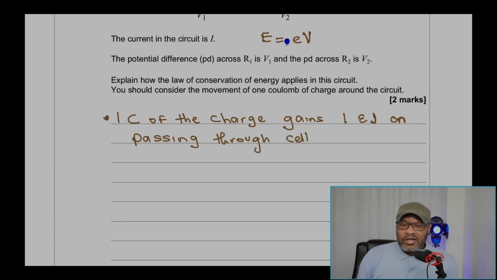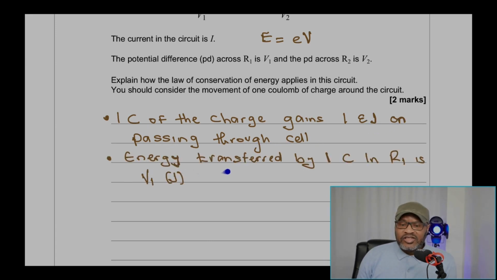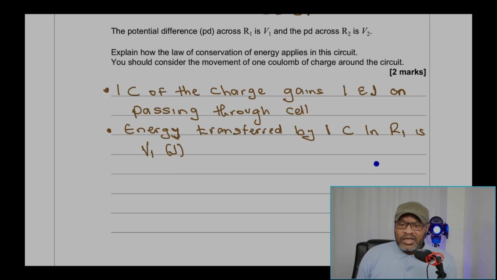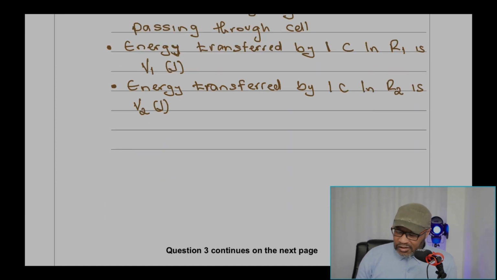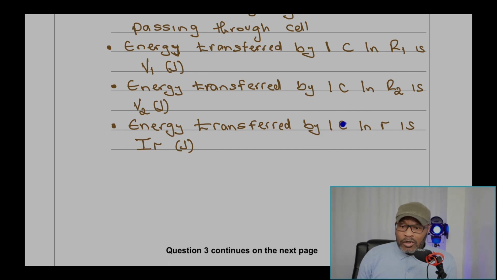The energy can be considered in terms of the electron volt, which is the voltage supplied to the electron. So the voltage is supplying the energy to the electron. 1 coulomb of charge gains 1 joule on passing through a cell. Or you could say the energy transferred by 1 coulomb in the load resistance R1 is the voltage across R1, which is V1 in joules. Another way to say it: the energy transferred by 1 coulomb in R2 is V2.